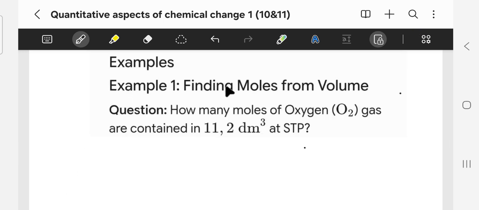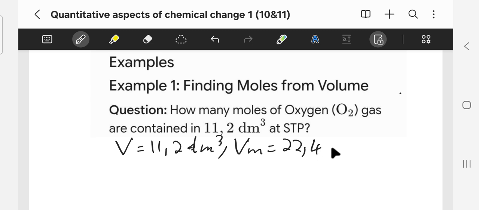Okay, here's our example. It says we are going to find the moles from volume. How many moles of oxygen gas are contained in 11.2 dm cubed at STP? So this is what we do before we do our substitution. We write the information given here. We have V, which is equal to 11.2 dm cubed. Remember that volume is measured in dm cubed. And then we have Vm, which is 22.4 dm cubed per mole. Remember, this one is a constant.